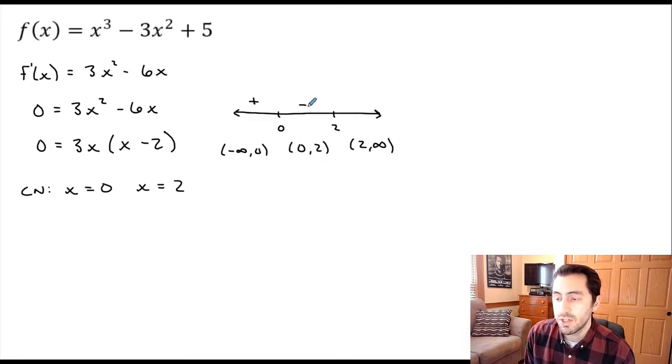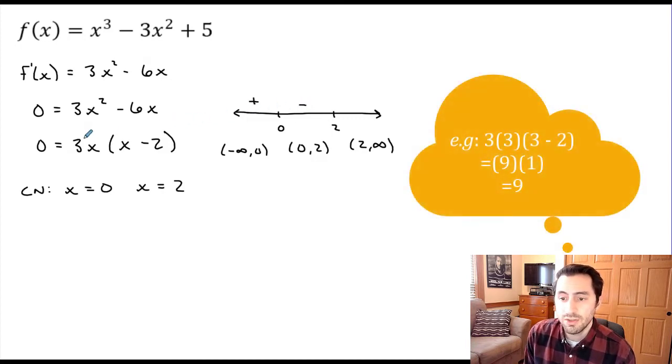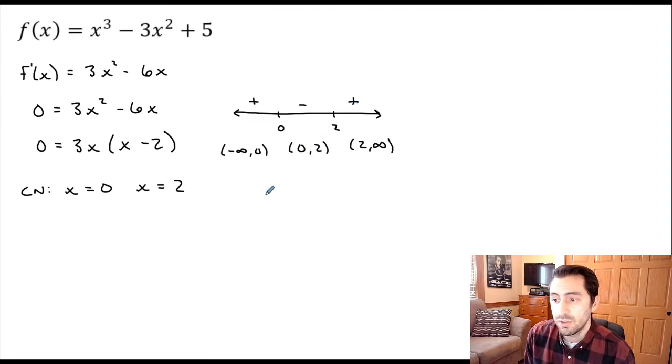So that means my function is decreasing. And then our last interval here, something bigger than 2, it's still positive. So 3 times a positive is positive. Something bigger than 2, if I subtract 2, this will end up being positive. So a positive number times another positive number, we end up with positive. So this interval is also increasing.